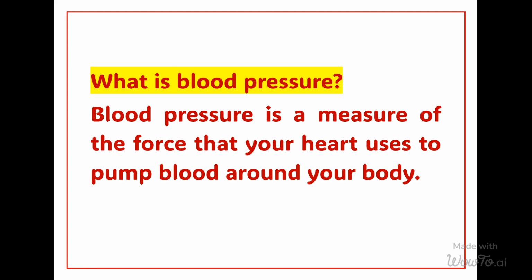Normal blood pressure typically falls within a range of 120/80 millimeters of mercury. High blood pressure, or hypertension, occurs when the force against the blood vessel walls is consistently too high, leading to potential health risks such as heart disease, stroke, and kidney problems. On the other hand, low blood pressure, or hypotension, can cause dizziness, fainting, and inadequate blood flow to vital organs. Maintaining a healthy blood pressure through lifestyle modifications, medications, and regular monitoring is crucial for overall well-being.